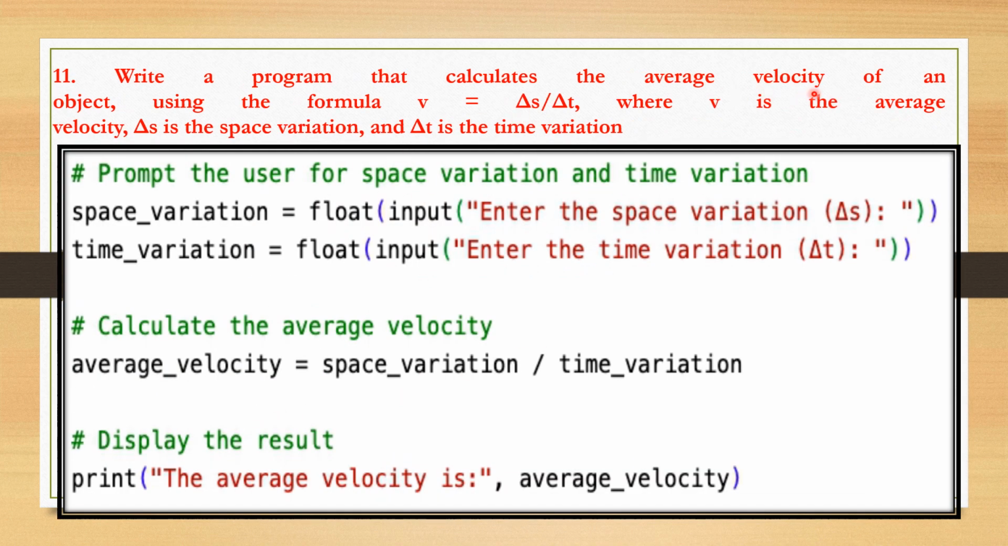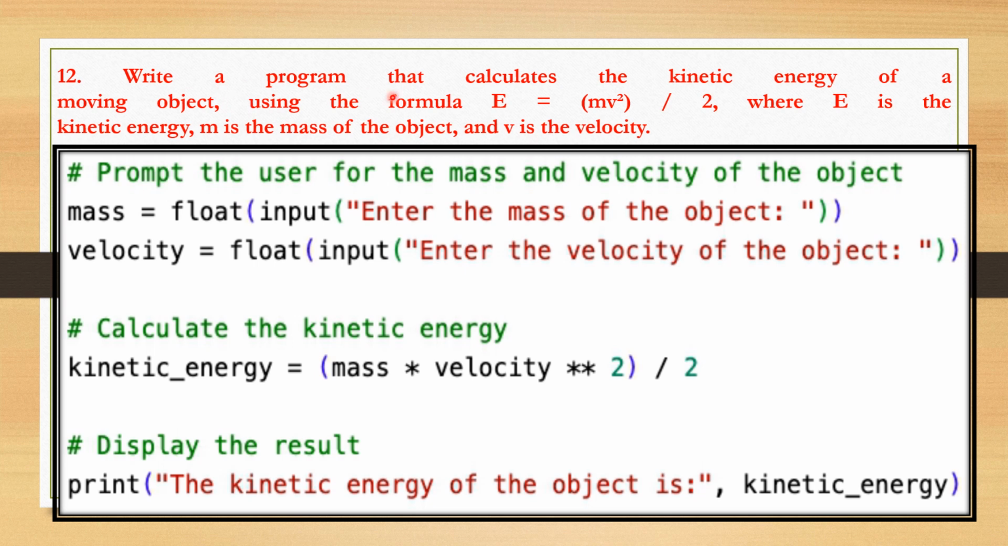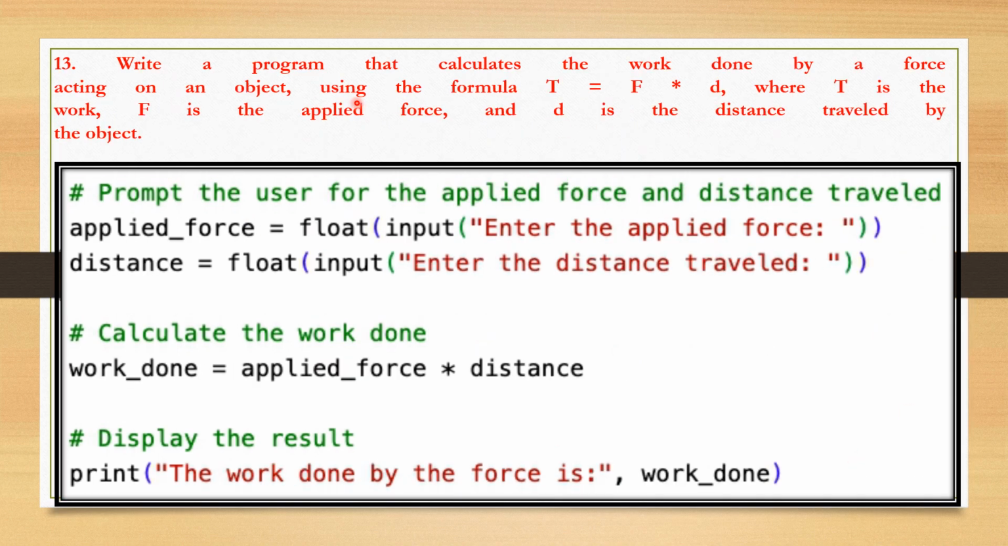The next program is to calculate the average velocity using these formulas. Here we will prompt the user to enter the space variation and time variation, apply this formula and then display the results. The next program is to calculate the kinetic energy. For this we need the mass and velocity, and then we will apply this formula, mass into velocity squared by 2, and finally display the result as kinetic energy. The next program is to calculate the work done. For this we need the force and the distance. So prompt the user to enter both. Apply the formula: work done equals applied force into distance. Save it in a variable called work done and display the result.